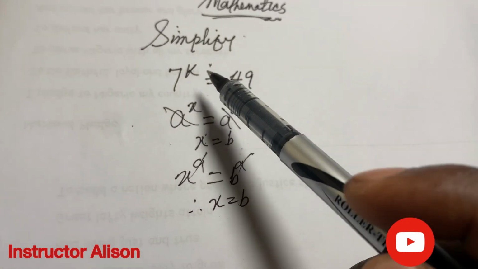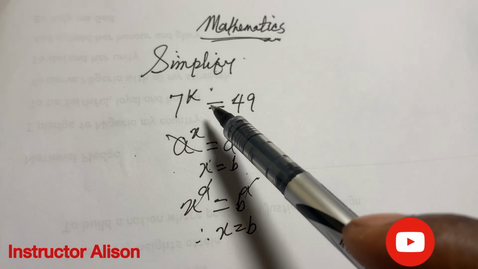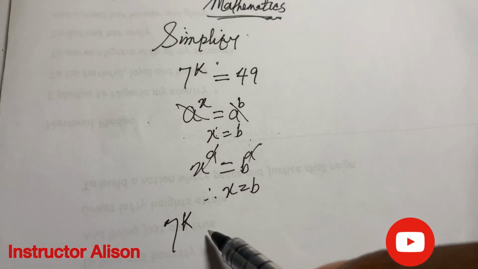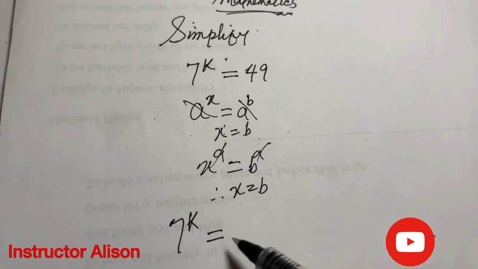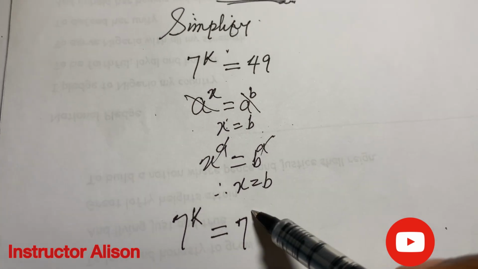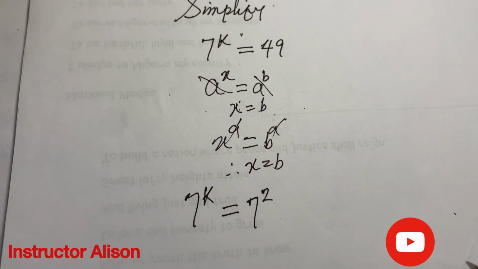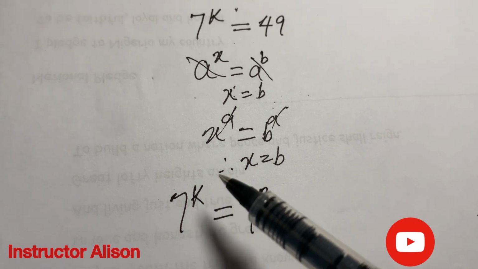In this case, we notice that neither the powers nor the bases are the same. So what do we do at this point? We need to simplify it. So we have 7 to the power of k equal to 49. We can reduce it in a way that it will have the same base as this 7. So of course, 7 to the second power, 7 squared, will be 49. At this point, you notice that the bases are the same and the powers differ.